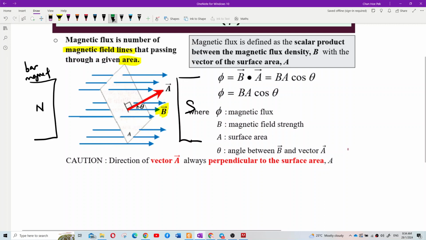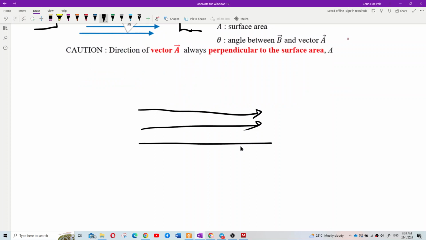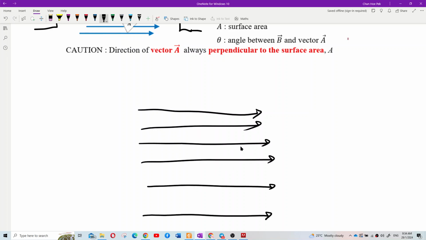So let me redraw something like this. Let's say you have magnetic field lines. Let's say I have a copper coil over here. This is a coil with a certain area.